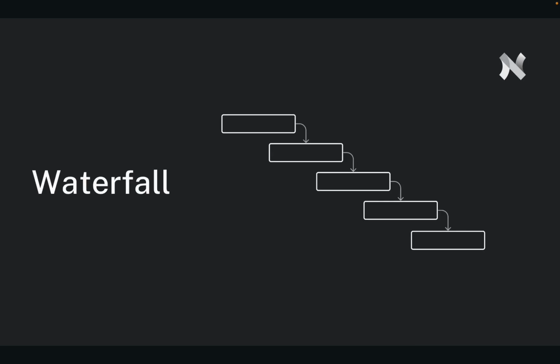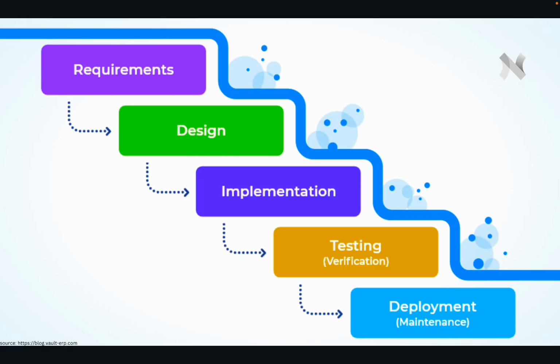Do you remember the waterfall method? Let me remind you. It's the linear way of doing things, step by step, and no turning back until it's all done. In waterfall, we complete one phase and then move to the next step. Once a step is completed, it is costly to move back and do changes.